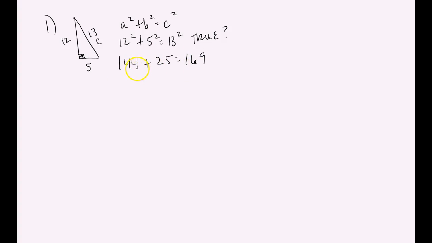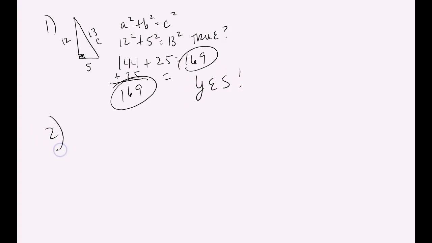Is 144 plus 25 equal to 169? So when I actually add these together, this side is 169. That side says 169. Yes, they match. Yes, it's true. So the answer is yes. That one on number 1 does make a right triangle.